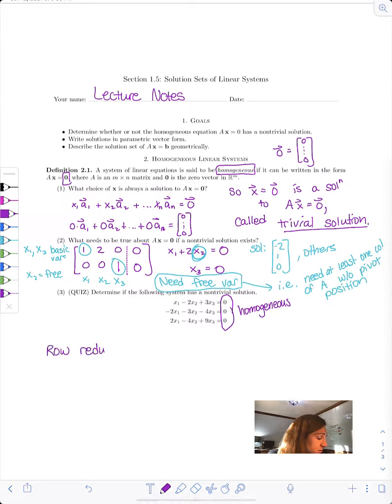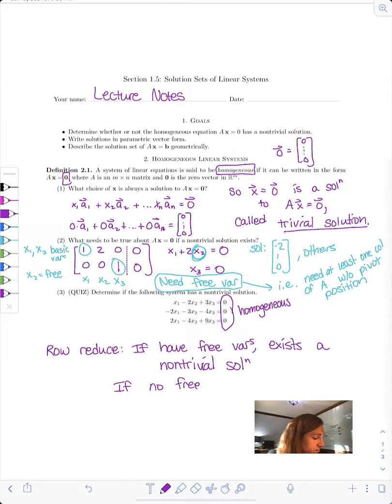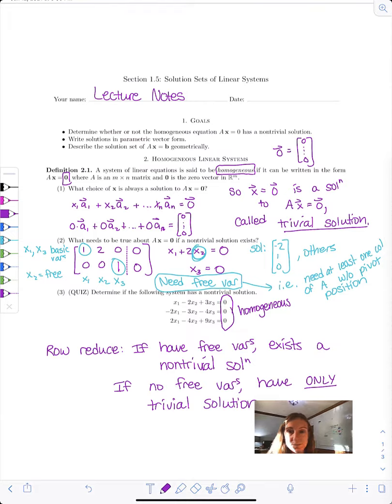You row reduce, and if you have free variables, there exists a non-trivial solution. If there are no free variables, then you have only the trivial solution. So go ahead and hit pause, do your row reduction, and then answer the quiz.